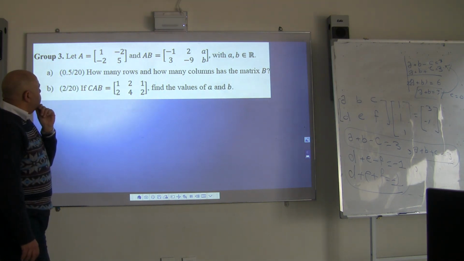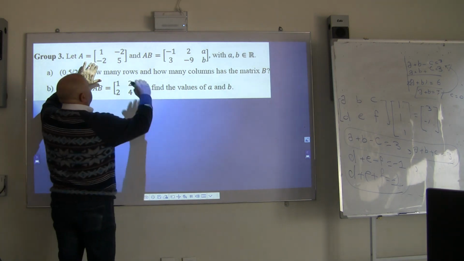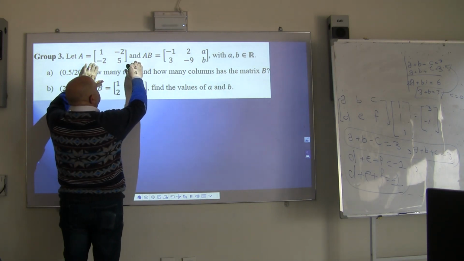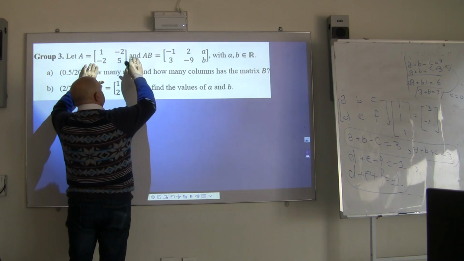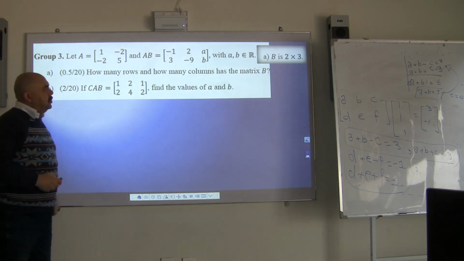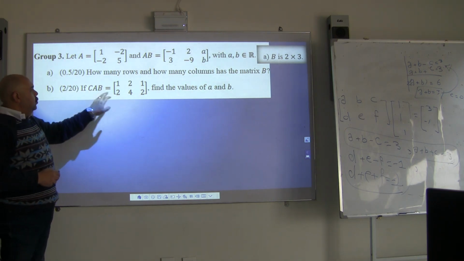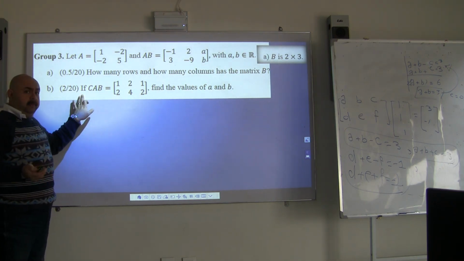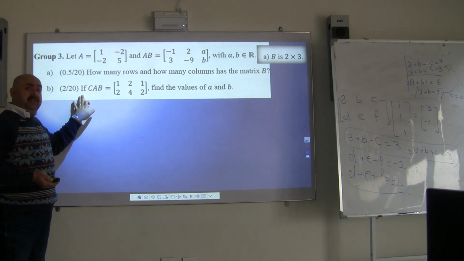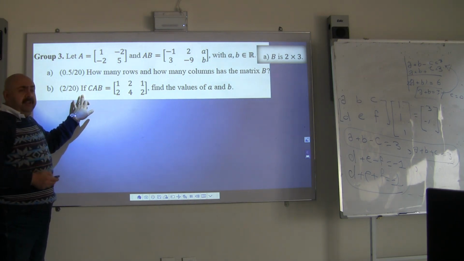Yes, it's an A times B, so it's a 2 by 2. I have to put here 2 times 3. Yes, 2 times 3. So actually the first answer is 2 by 3, which has a 0.5 out of 10. If C times AB equals this value, C is a new matrix introduced to you right now. You don't have any definitions for C.